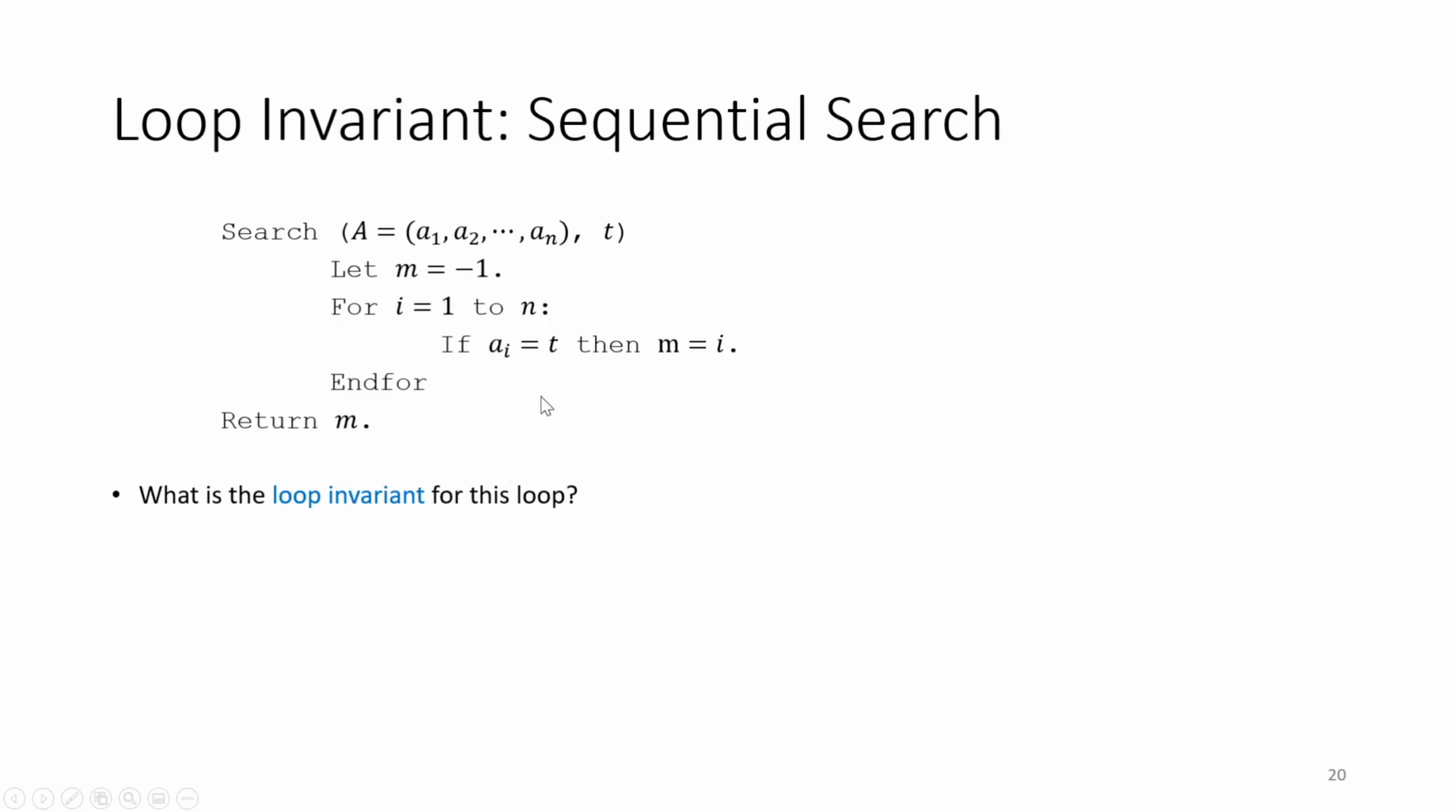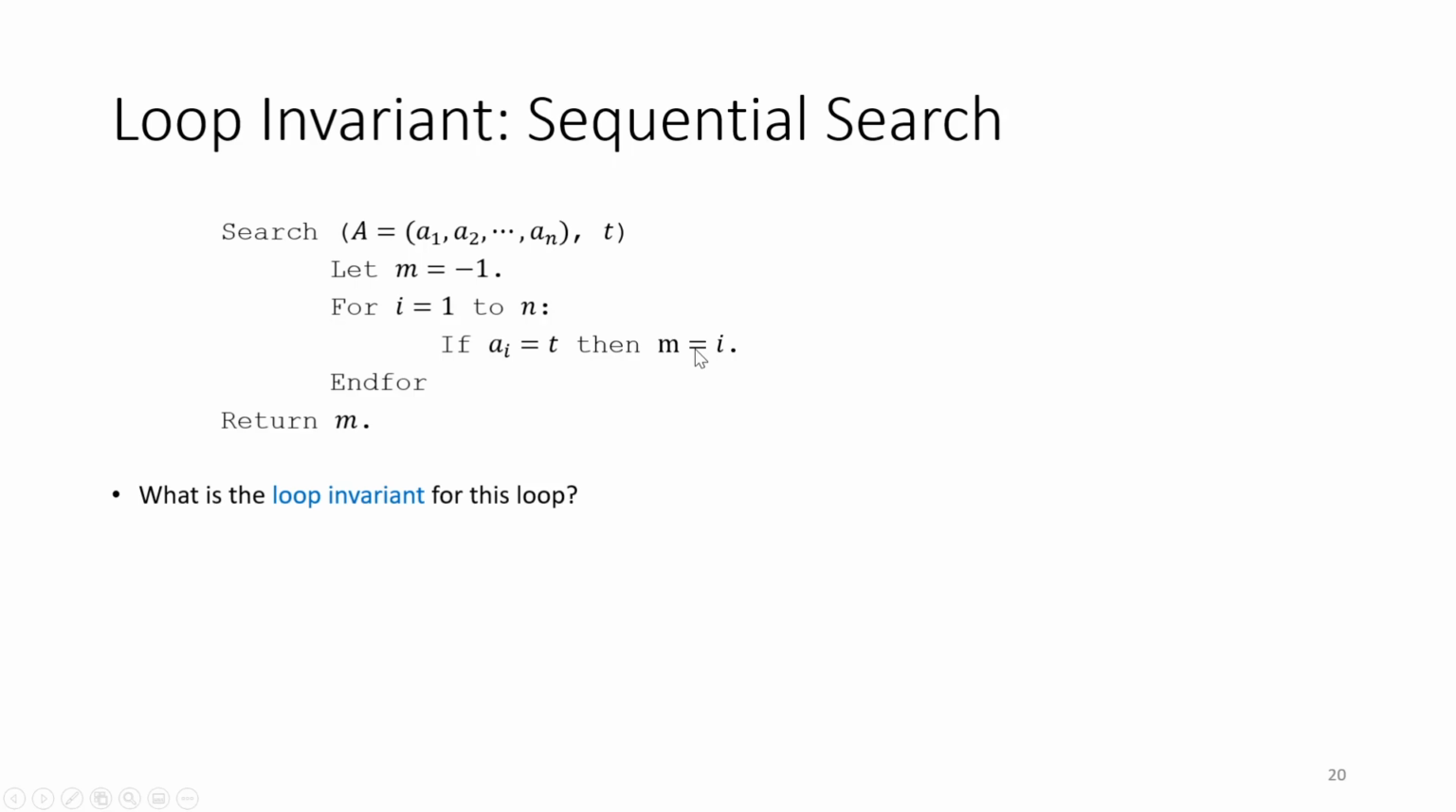Okay, so it seems like since the theorem that we're trying to prove has something to do with m, the loop invariant, the property that we're looking for, should be something about m, right? After iteration I of the loop, something is going to be true about m. Okay, well, what will be true about m?